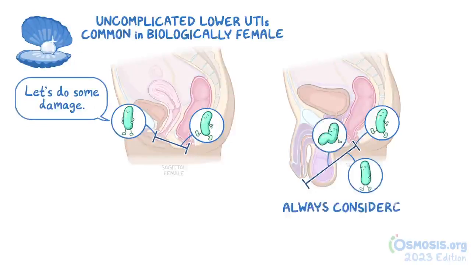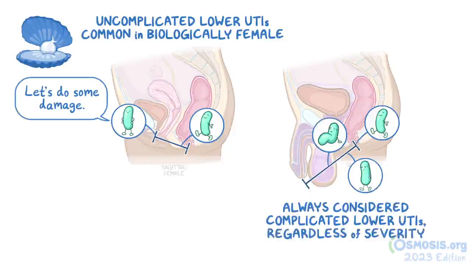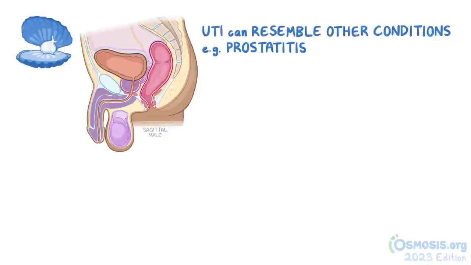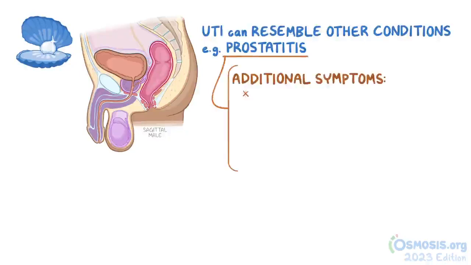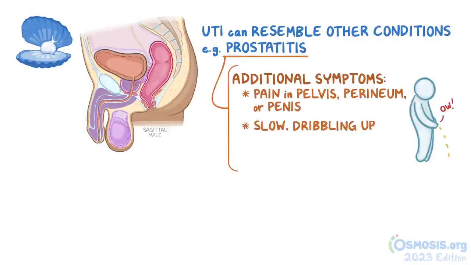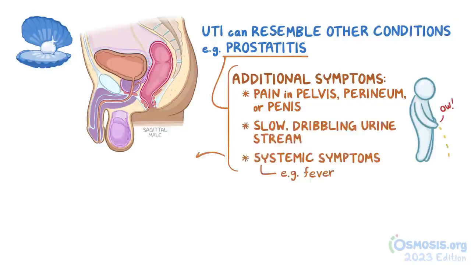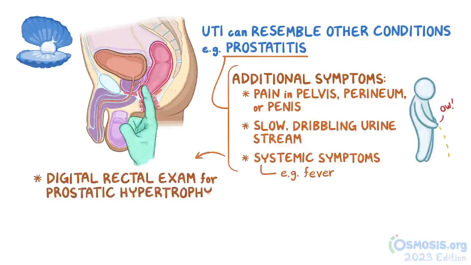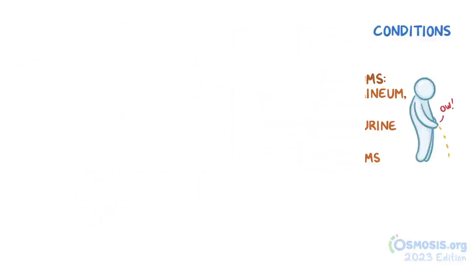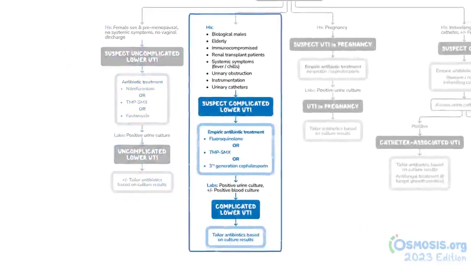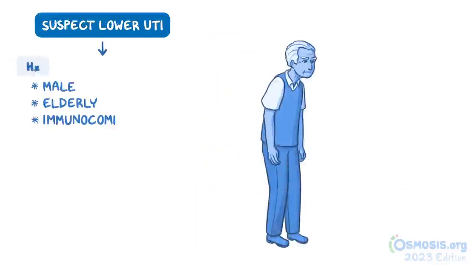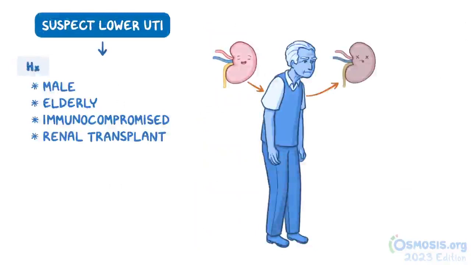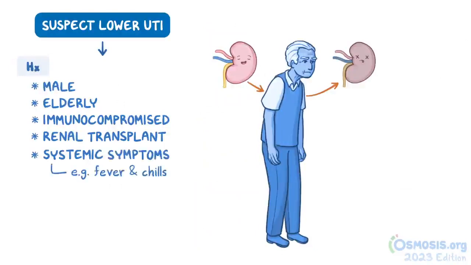Now, here's another clinical pearl. Uncomplicated lower UTIs are especially common in biologically female individuals due to the proximity of the urethra to the rectum. The urethra is further away in biological males, so they are less likely to develop UTIs. And for that reason, they're always considered complicated lower UTIs, regardless of the severity. Moreover, a UTI in a biological male individual can resemble other conditions like prostatitis. You can differentiate this based on additional prostatitis symptoms like pain in the pelvis, perineum, or penis, a slow dribbling urine stream, and systemic symptoms like fever. If so, perform a digital rectal exam to check for prostatic hypertrophy and order labs to look for an elevated prostate-specific antigen, or PSA for short.